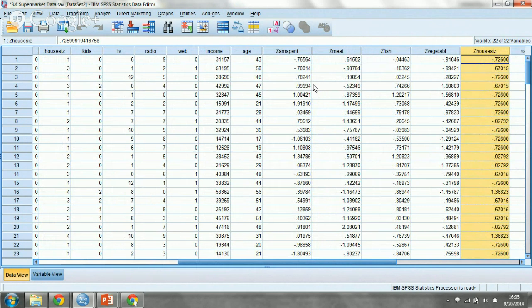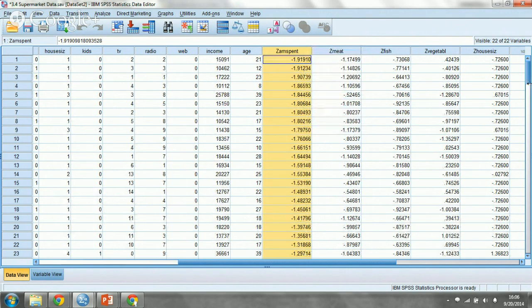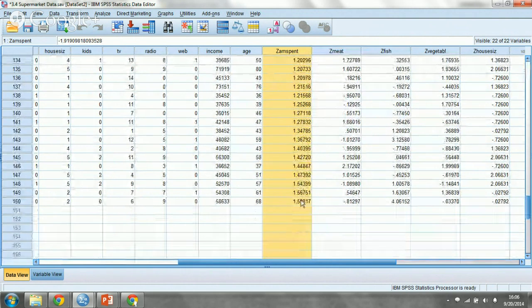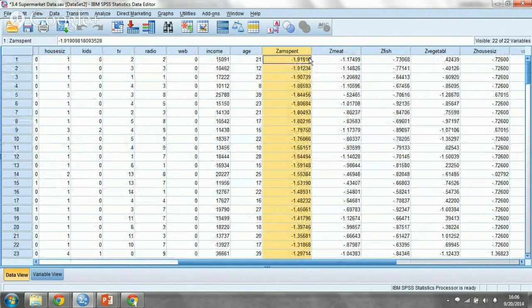A quick tip here, and I am sure that this is going to be buried in this tutorial, but I want to make it apparent. If I right click on a variable, I can sort that variable. So if I go to sort ascending for the z-score for the amount spent, I can go from negative all the way scrolling down to the positive. So I do not see anybody whose amount spent is an outlier. Nobody has more than 2 standard deviations or minus 2 standard deviations. This is close to minus 2, but not minus 2.